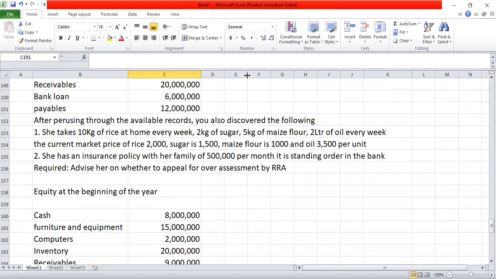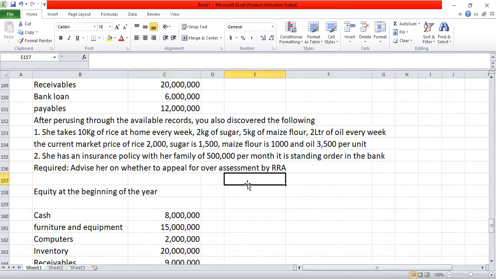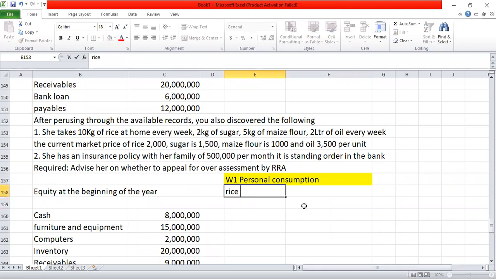personal consumption. I can make a simple note here for personal consumption, Working number 1, it is personal consumption. So my personal consumption, we shall have the rice. It is going to be 10 kilograms every week, times 52, times the price of rice, which is 2,000.